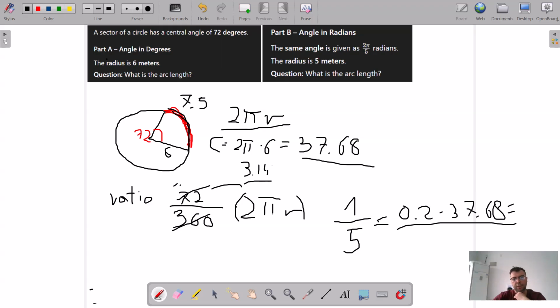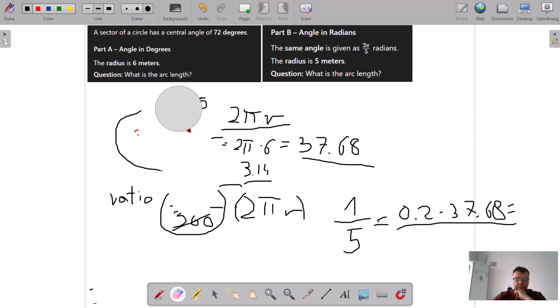So remember, you need to create the ratio of the angle of the arc to the total angle of the circle, the full angle, always smaller to the total, which is 360. Okay, so this one we have in degrees, but how to solve it when we have the angle given in radians? Let me first erase our calculations.